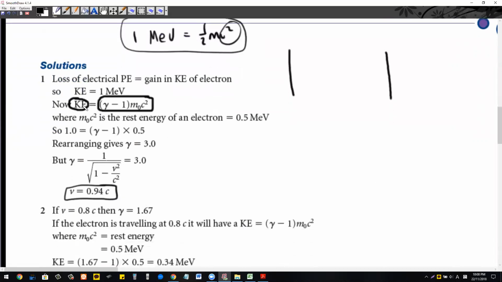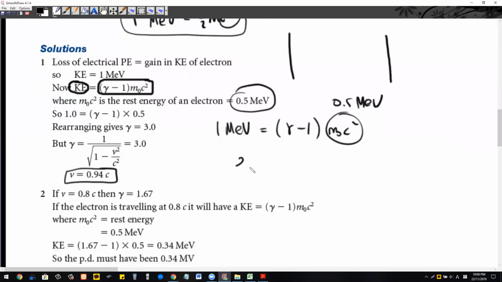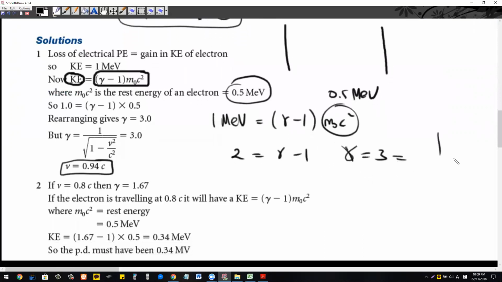So you plug in 1 mega electron volt there. The rest mass energy of the electron is always this guy here. So we get 1 mega electron volt is equal to gamma minus 1, and then m naught c squared, but this bit is 0.5 mega electron volt. So you get 2 equals gamma minus 1, so gamma equals 3. From the fact that this is equal to 1 minus v squared on c squared, you can figure out that v is equal to 0.94c.